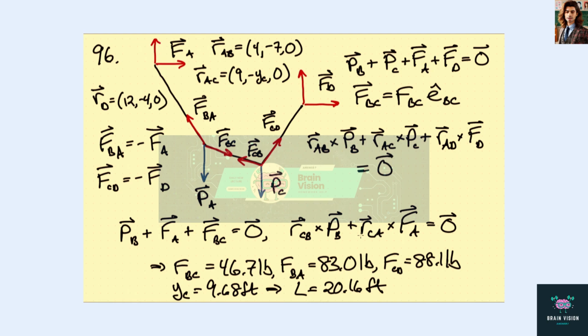In this problem, we have a cable comprised of three segments. It's supported at point A and point D, and there are loads acting on it at point B and point C.